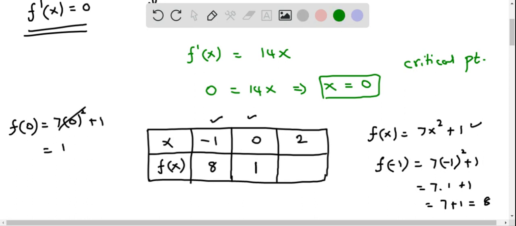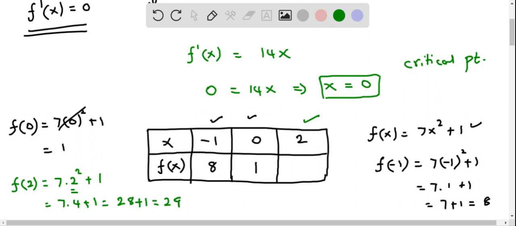Now we find f of 2. So replace x by 2 in f of x, and this gives 7 times 2 squared plus 1. 2 squared is 4, so it is 7 times 4 plus 1 equals 7 times 4 is 28 plus 1 equals 29. So I put 29 here.